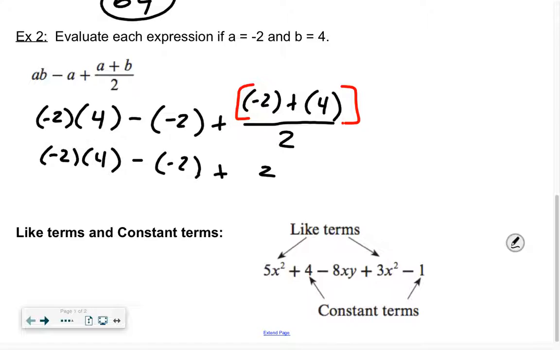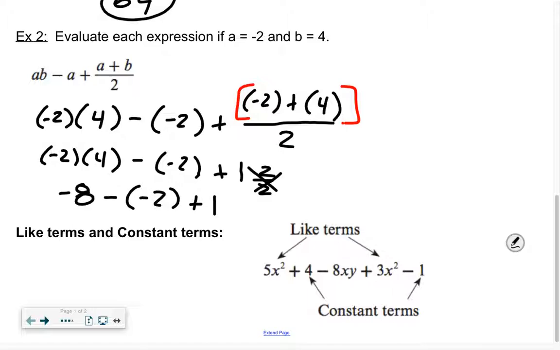-2 and 4 will get us 2. And we can simplify that if we want to in this step. That is simply 1. So we're good there. Multiplication looks like it's next. -2 and 4 is -8.